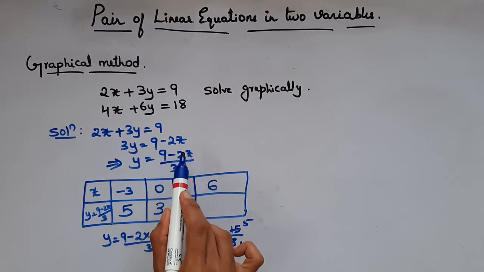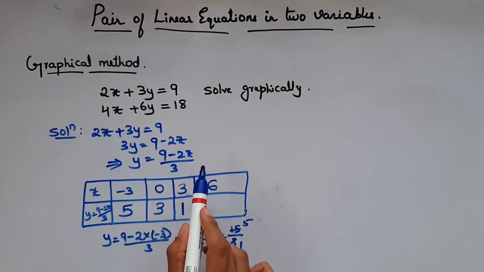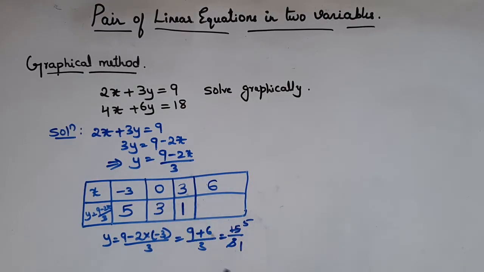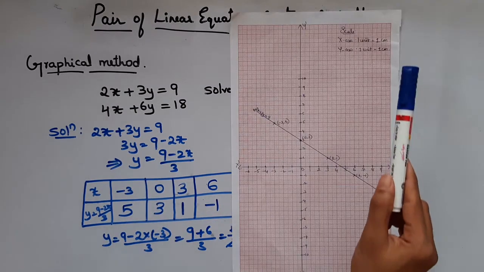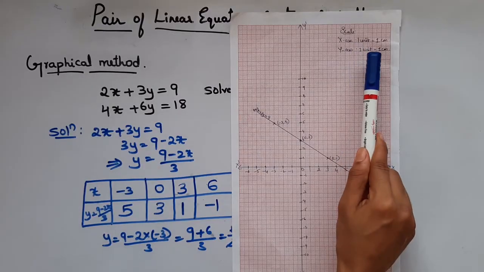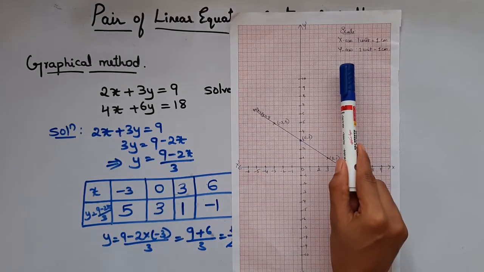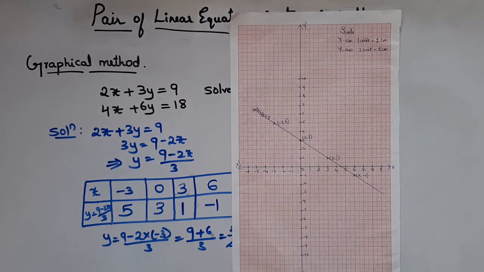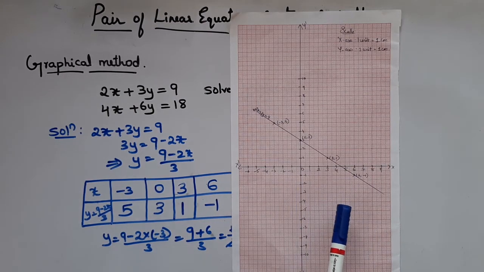So 9 minus 12 will give you minus 3. Minus 3 by 3 is minus 1, right? So now you have to plot these points in your graph sheet. So now we have a graph with scale: x-axis 1 unit is equal to 1 centimeter and y-axis 1 unit is equal to 1 centimeter. And your graph should look like this.